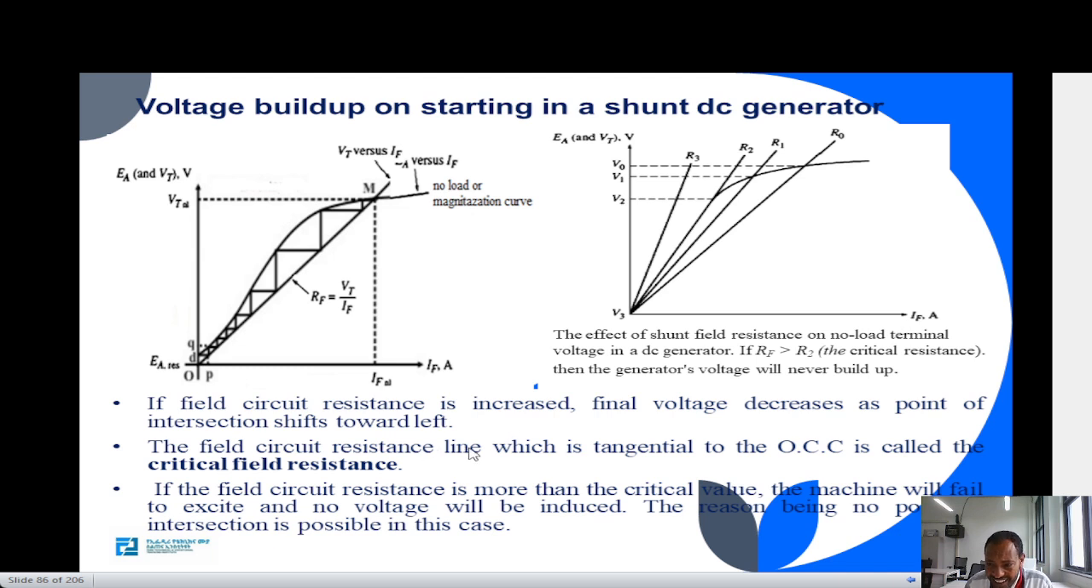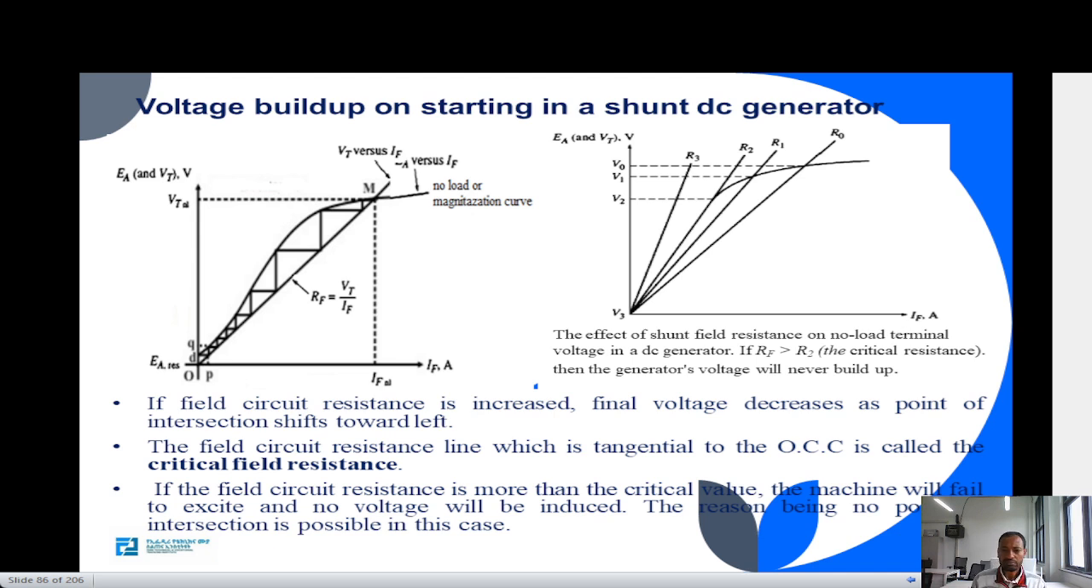So the field resistance line which is tangential to the OCC curve, we call it the critical field resistance, because this resistance R2 is critical. Above that, the shunt generator will not build the voltage because there is no intersection point. And below that, based on the area, it may take a short time to a longer time, but it can build. So we call this value of resistance the critical field resistance.